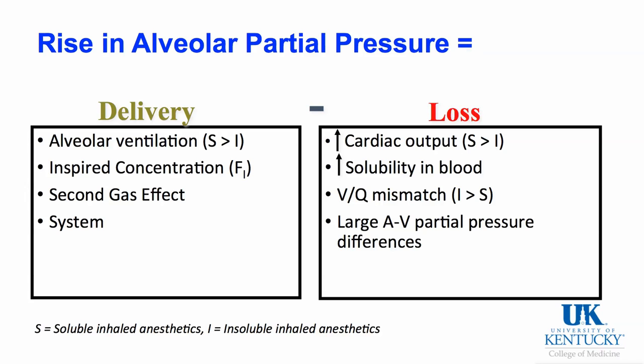Let's look at the side of delivery first. If we ventilate a patient more, we increase their minute ventilation, specifically their alveolar ventilation, it increases delivery. The soluble agents tend to be affected more than the insoluble agents. And so the soluble agents would be isoflurane, the insoluble agents would be des and sevoflurane. We can turn up our inspired concentration from 1 MAC to 2 MAC and rapidly increase delivery. If we combine nitrous oxide with our inhaled anesthetic, sometimes, although it's not super clinically important anymore, the second gas effect can speed the onset of the alveolar partial pressure.